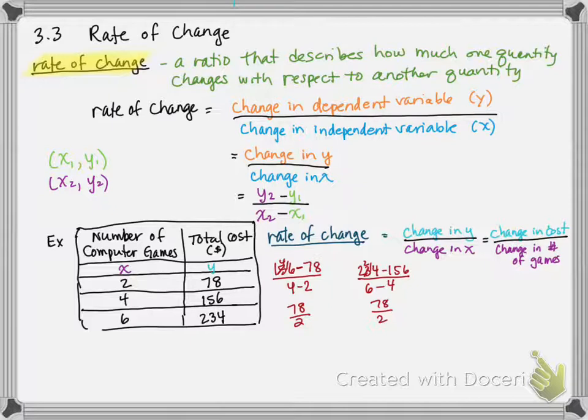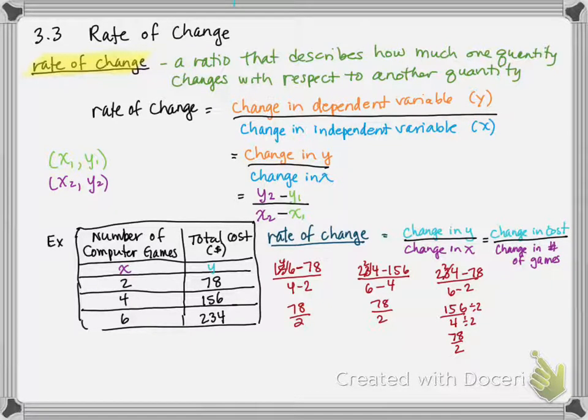And then we can go from the 234 minus the 78 over the 6 take away 2. So 234 minus 78 is 156, and 6 take away 2 is 4. That one we are going to simplify down, and we're going to get 78 over 2.